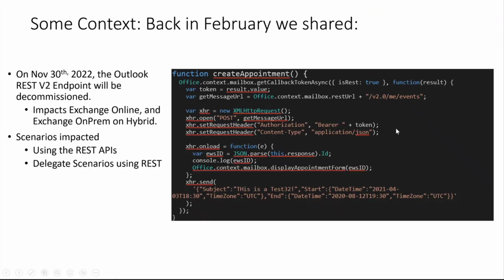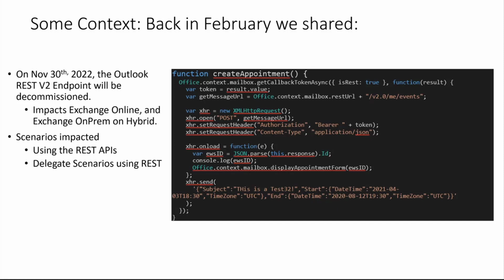The context here: I've been talking about this a lot in the last months, and I'm going to give you updates every time I can. But basically, for those of you who don't know, back in February, we were sharing that on November 30, 2022, the REST API team, the guys who own the Outlook REST endpoint, it's going to be decommissioned, right? So this impacts both Exchange Online and Exchange On-Prem, if you are in a hybrid environment, a mixture of on-prem and the cloud. 100% on-prem is not using REST, so it doesn't have REST services, no?